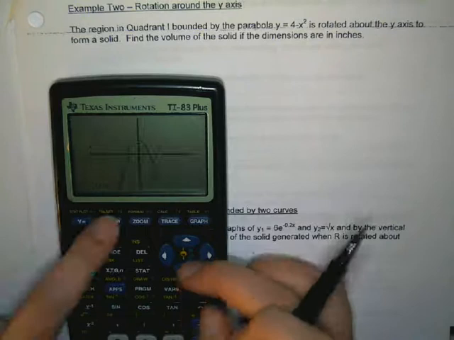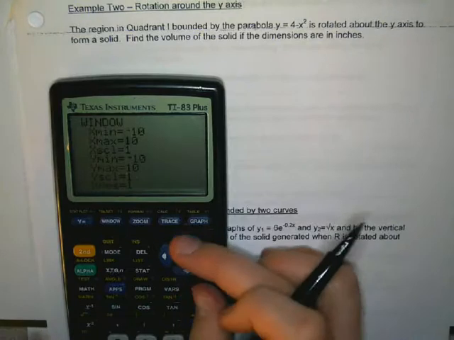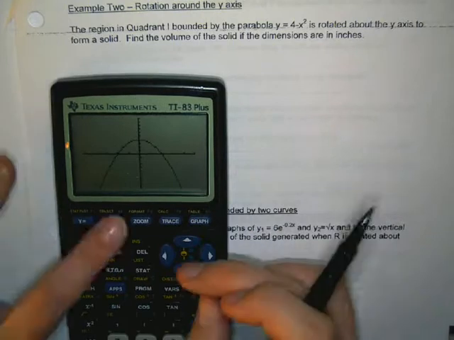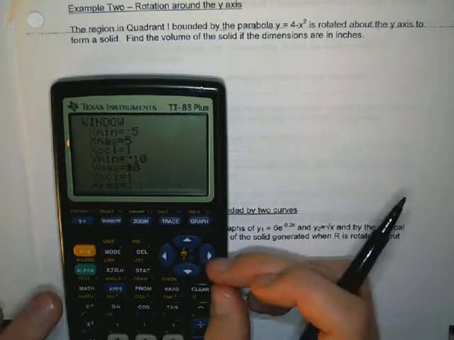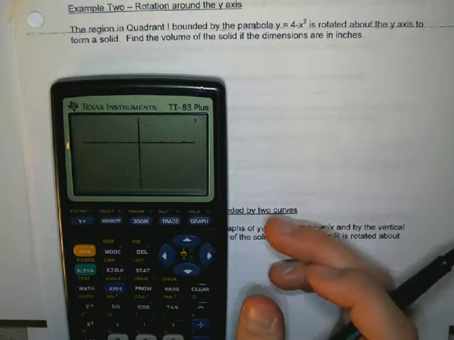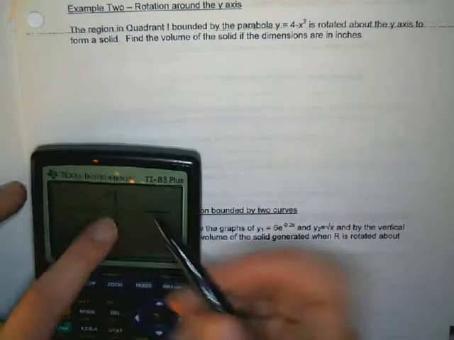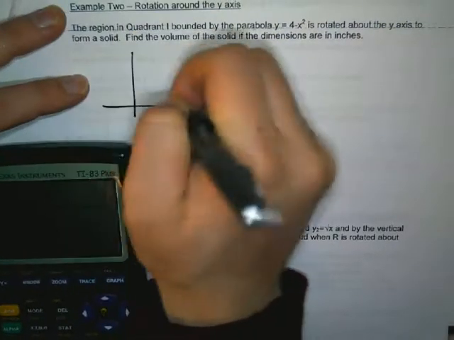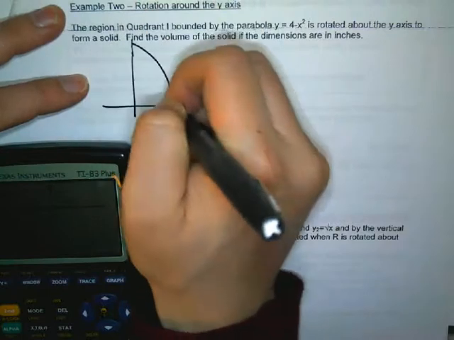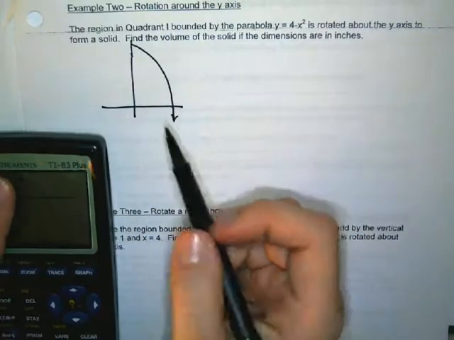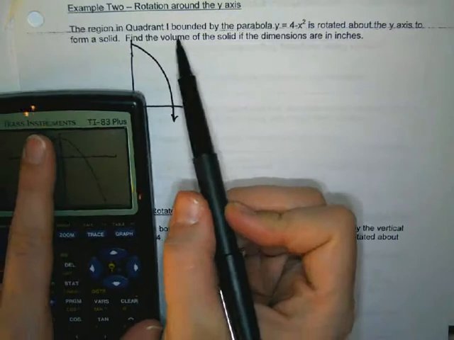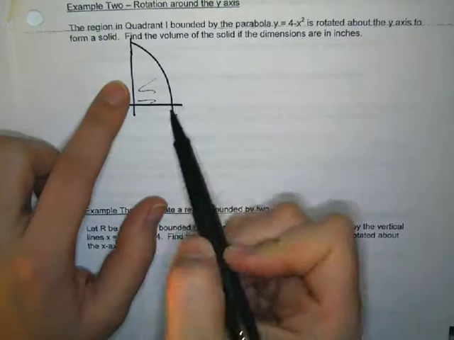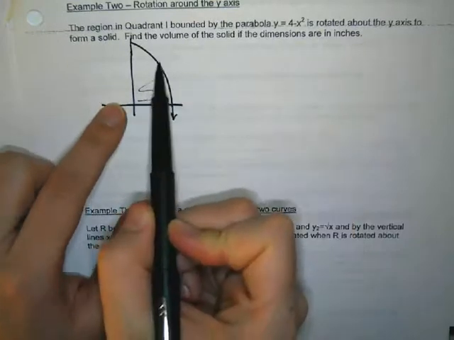I'm going to zoom in just a little bit more by making my x from -5 to 5, and my y max 5. Okay, so it's this section here. So I'm going to graph that section, because it just says the region in quadrant 1. So this is the region in quadrant 1. It's bounded by that, and it's rotated about the x-axis to form a solid.